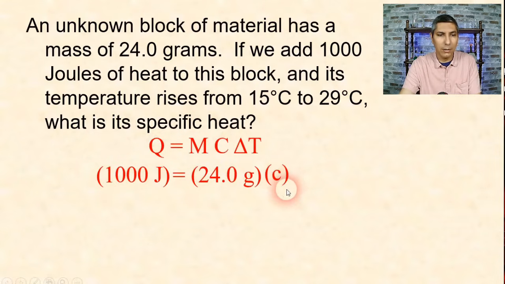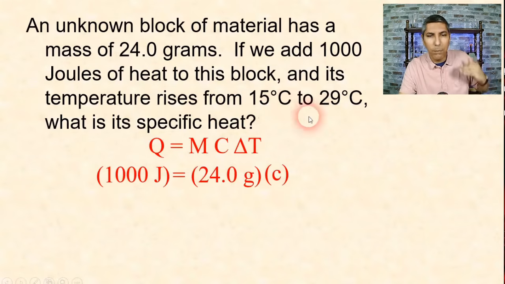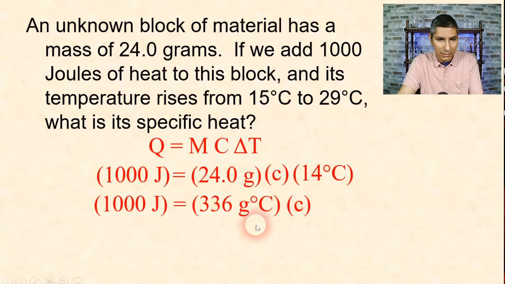So C is our unknown, and delta T is the change in temperature. Since the problem tells us that the temperature goes from 15 degrees Celsius up to 29 degrees Celsius, that's a change of positive 14 degrees. So I'm going to put 14 degrees Celsius in here for delta T. Now, all I have to do is use algebra to solve for C. I can start by multiplying the 24 grams times 14 degrees Celsius, like this.